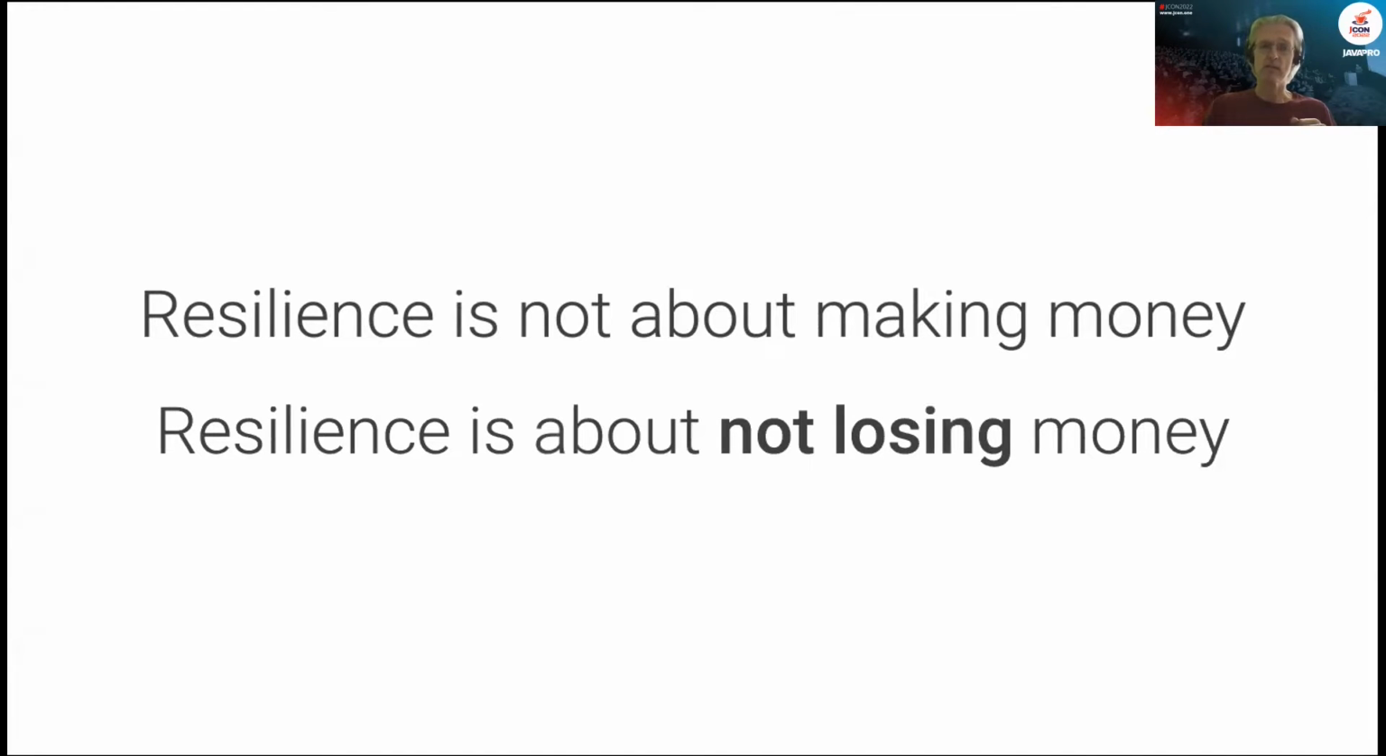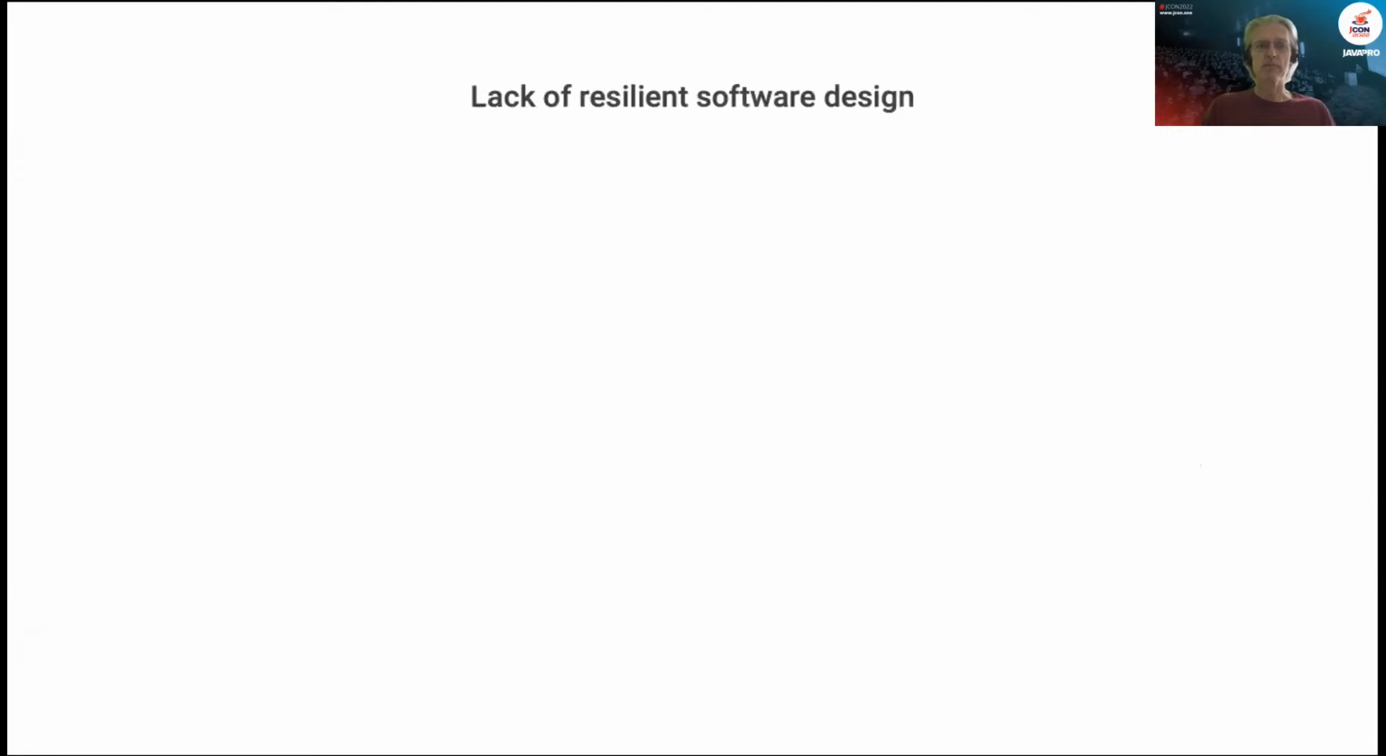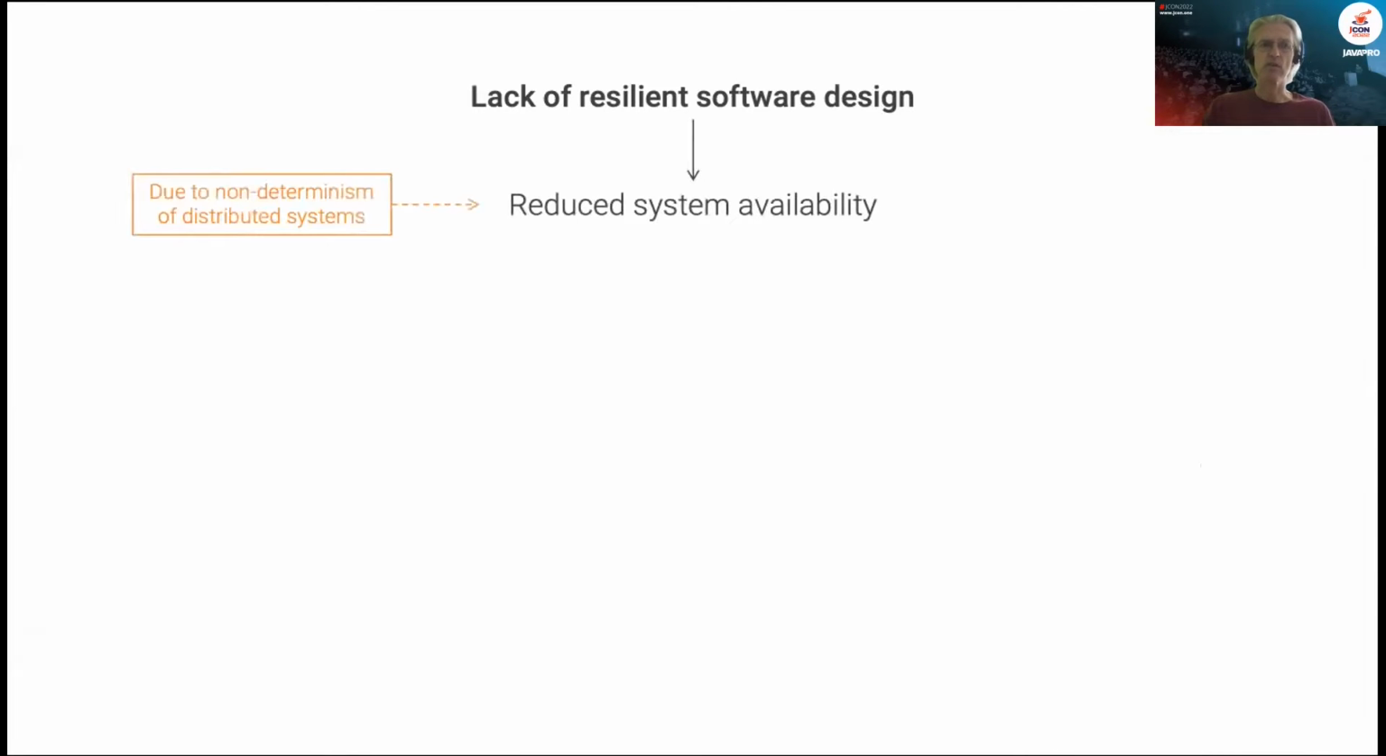So it's a little bit like security and all other things. If you get it wrong, you might lose a lot of money. So the business case, the calculation is a bit different than in normal situations where you do something and you earn money with that. So here the reasoning is more like, okay, if you lack resilient software design, you end up with a reduced system availability. That's happening because of some non-deterministic effects of distributed systems.